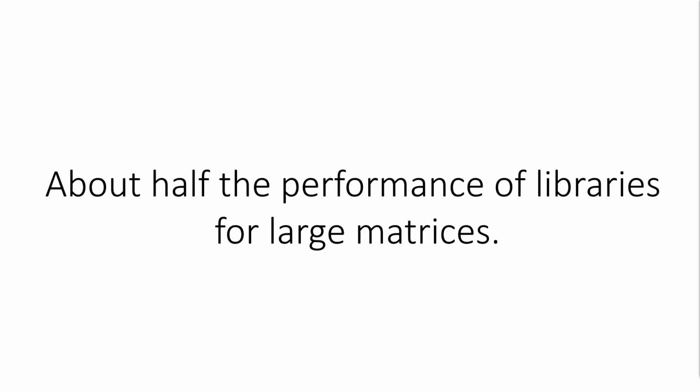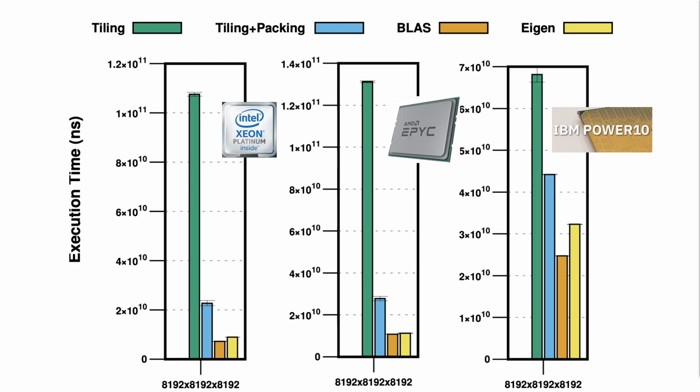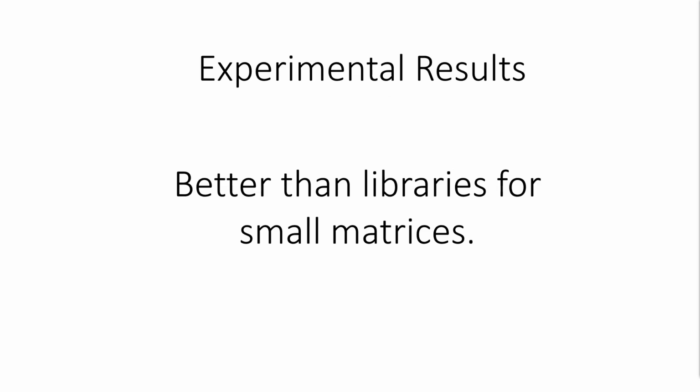Some results from this work. Using only the vectorization versions, we attain about half the performance of libraries for large matrices. Seeing here, we have two methods from ours. We have tiling with no packing, as well as tiling and packing. We see that tiling and packing can attain results very near the optimized libraries for large matrices. And note that we can consider this approaching performance because this is already many, many times speedup over the naive code. We are better than the libraries for small matrices.